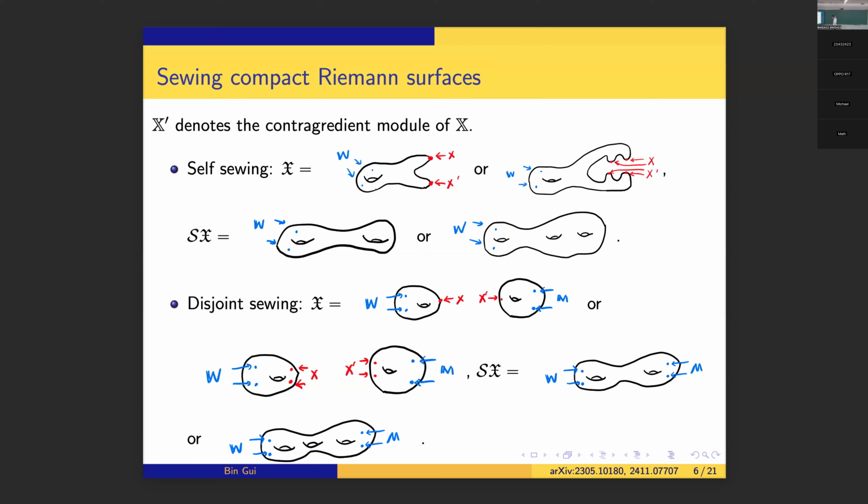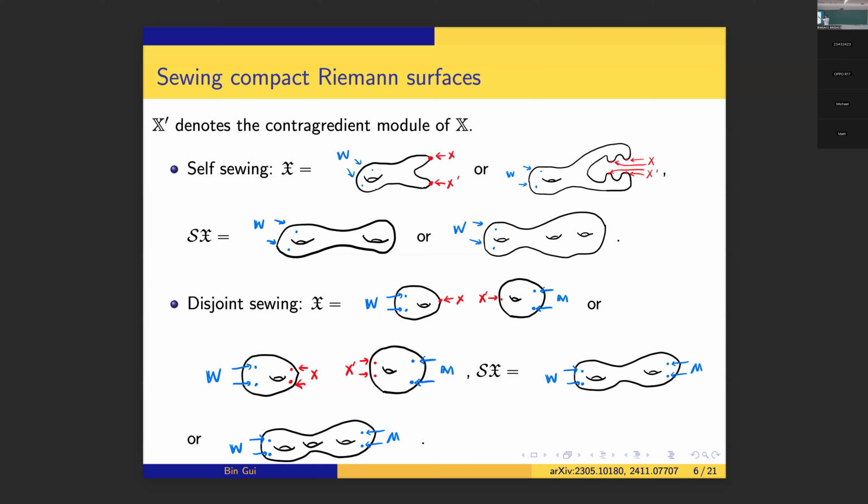So x prime, people will call x prime the contragradient of x, but basically it's the gradient dual, a kind of dual representation of x. So it is a linear functional here. Okay. So in this picture, W is a V tensor 2 module, X is a V module, X prime is a V module. But if you look at this picture, then W is a V tensor 2 module. Both X and X prime are also V tensor 2 modules.